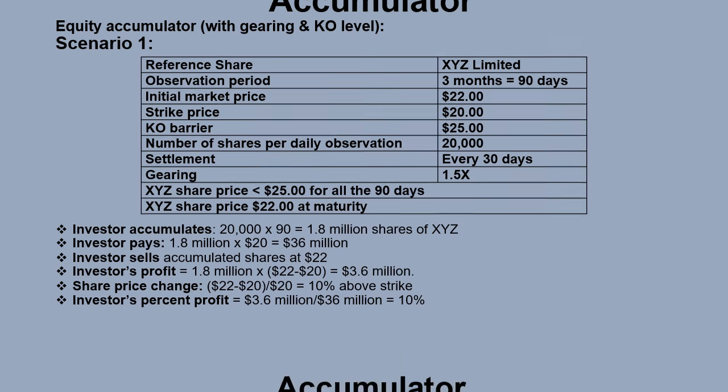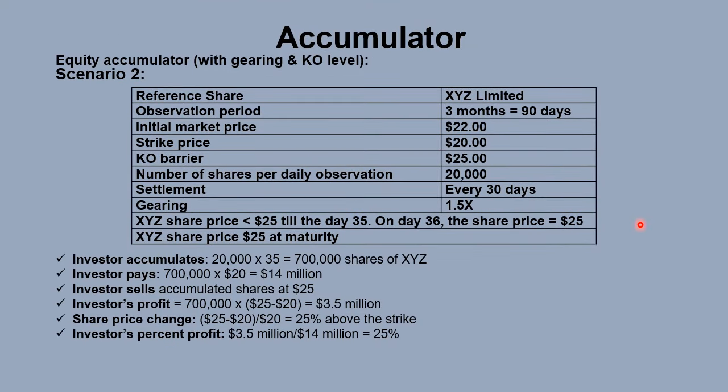Let's look at scenario 2. The XYZ share price is less than $25 till day 35. On day 36, the share price touches $25. This means that on day 36, the product will get knocked out. The contract will get terminated. And let's say that the XYZ share price is $25 at maturity and the investor is able to sell the shares at this rate, $25.